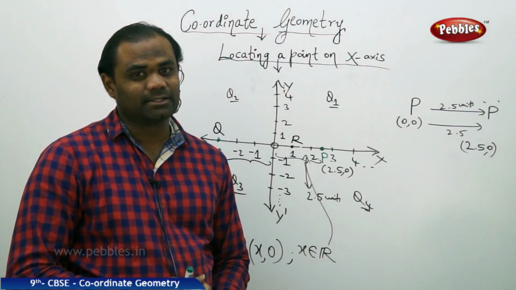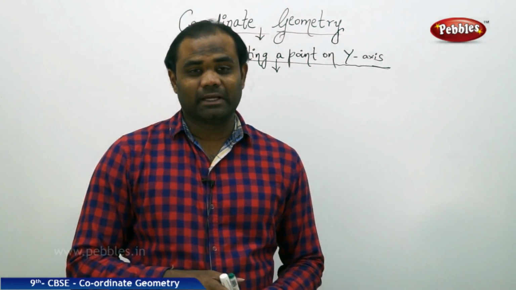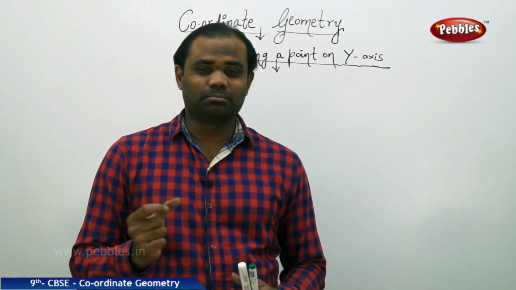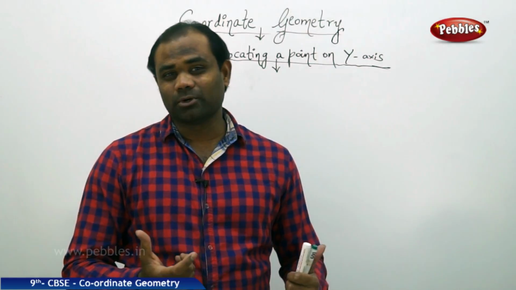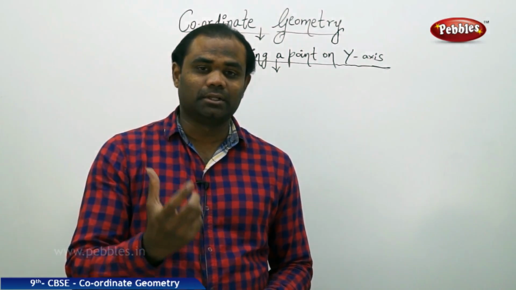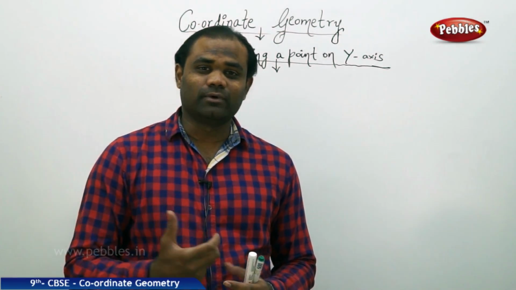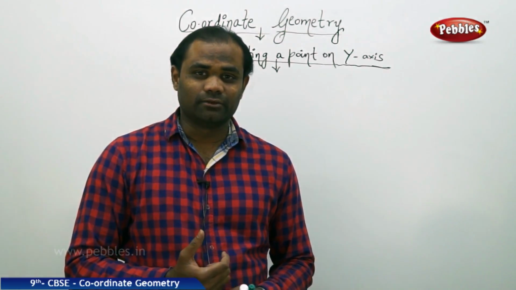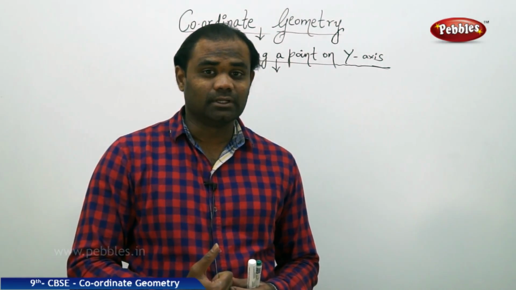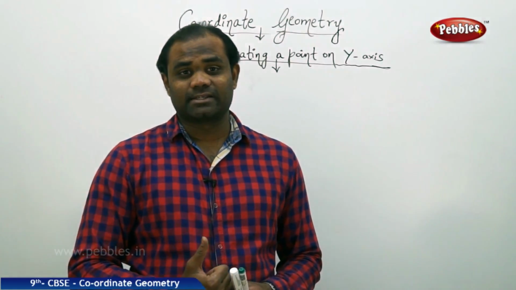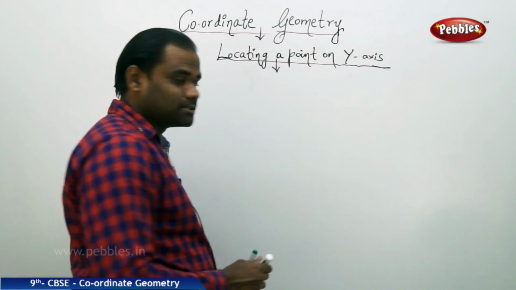Any point on x-axis is in the form x, 0. Now that we have discussed locating a point on x-axis, the next question is what is the position when I locate the point on y-axis. Let's see how its coordinates change, as in the case of x-axis. So let's revisit the Cartesian plane.